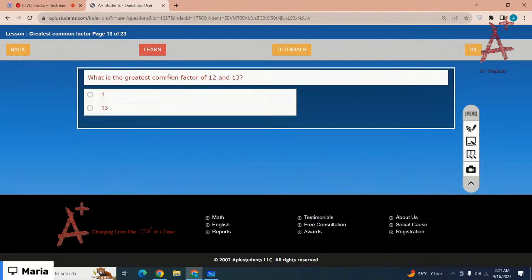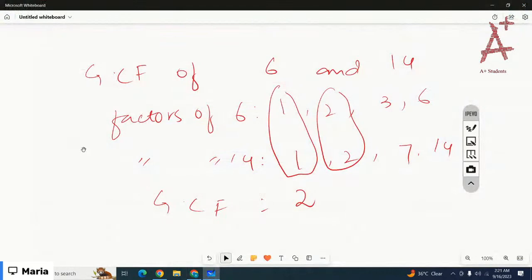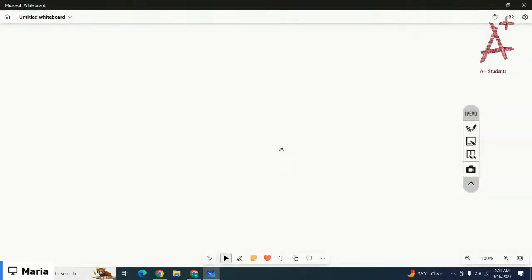Okay, you can complete the test by yourself later today. Let me just move on to the next lesson. So the next lesson is least common multiple, right? LCM it is. So let's just see what is LCM, right?